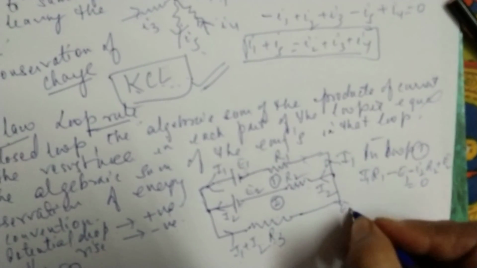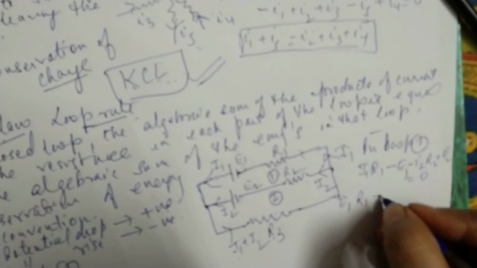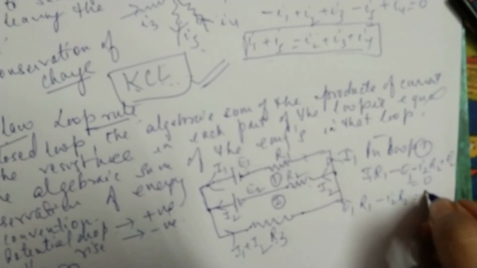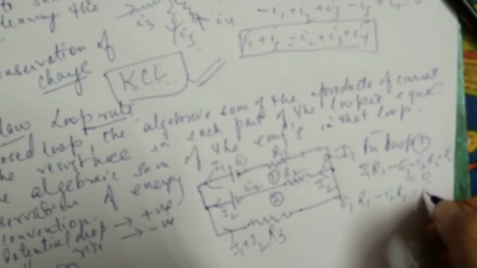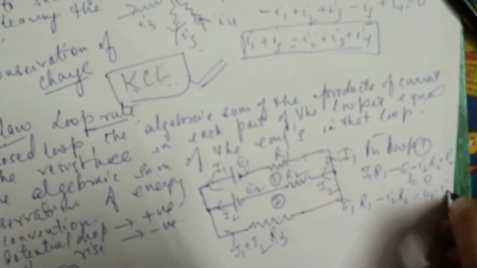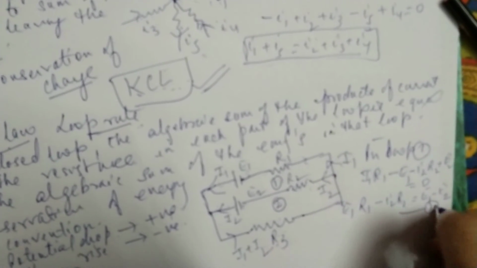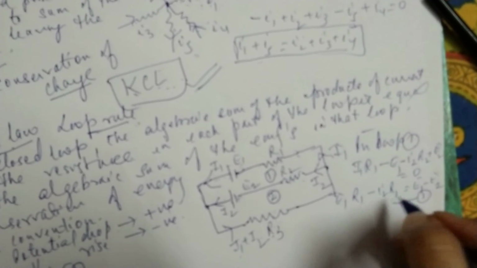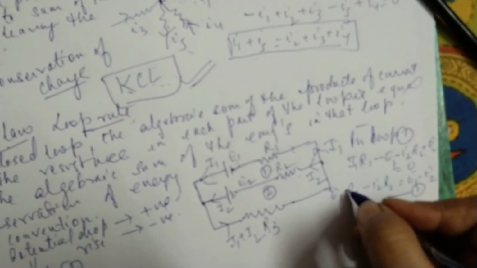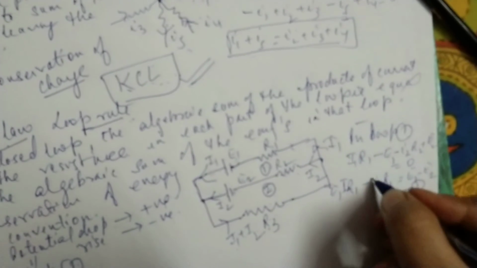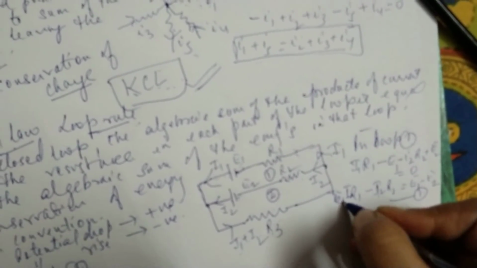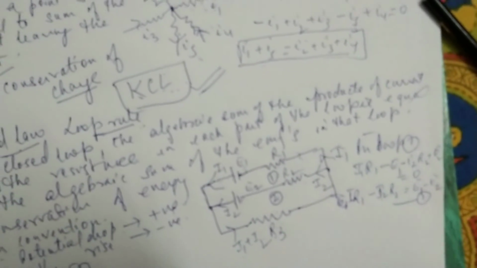Or I can write I1 R1 minus I2 R2 is equals to E1 minus E2. This becomes my first equation. This is the current, this is I1, and this is I2. So this is my first equation.